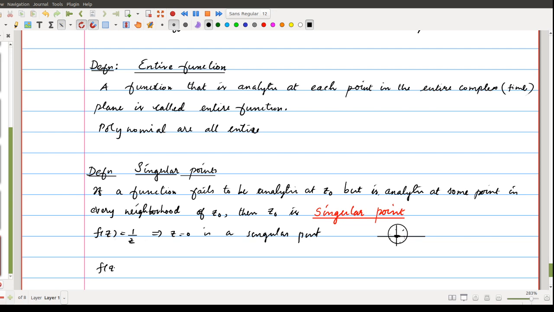Whereas for f of z equal to mod z square, there is no singular point, because this function has a derivative only at z equal to 0. That means if we choose any neighborhood of 0, we cannot find points in the neighborhood at which this f is analytic. So this is an example of a function which has a singular point, and this is an example of a function which does not have singular points.